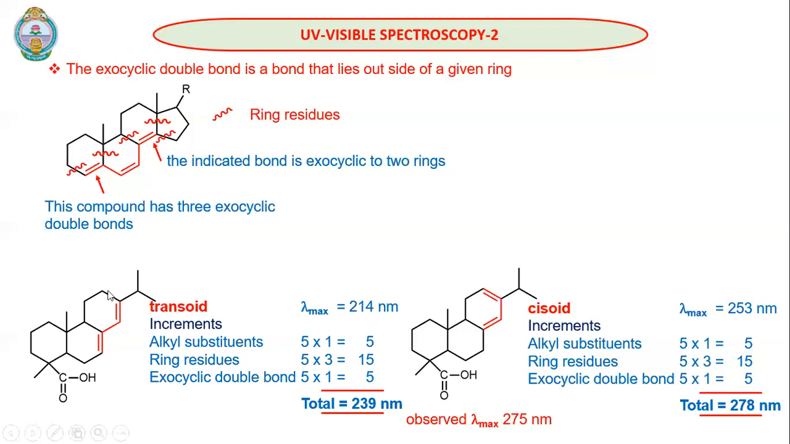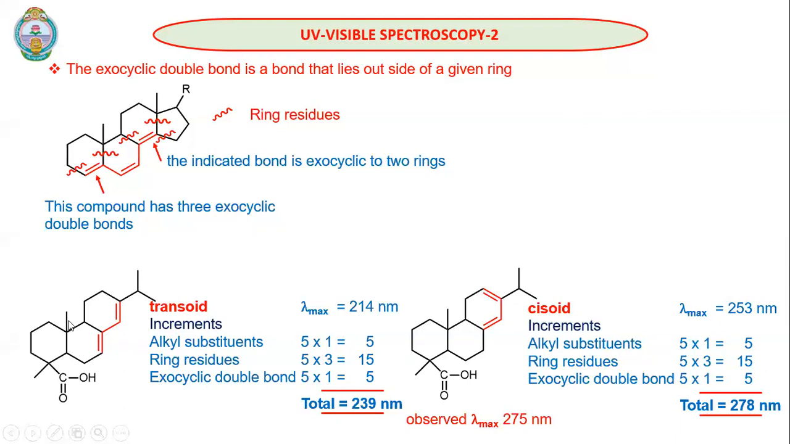Then this substituent, it is part of a ring. This substituent, it is part of a ring. This substituent is again a part of a ring. So these 3 are ring residues. So we will add 5 for each ring residue. There are 3, so we will have 15. Now this is an exocyclic double bond. This is exocyclic with respect to this ring, whereas this is endocyclic. So we have one such exocyclic double bond, so we will add 5. So altogether it gives 239.